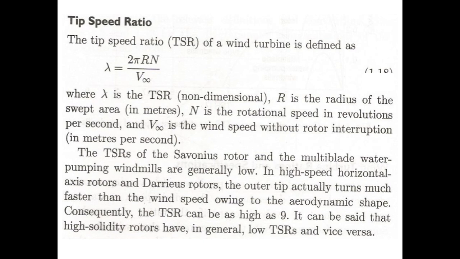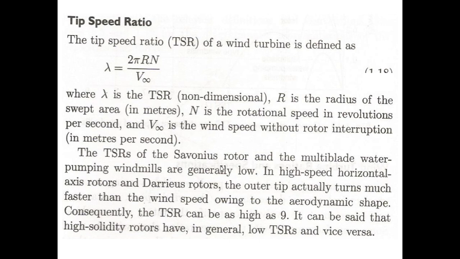If we redefine the same thing in mathematical form, it is the ratio of 2πRN divided by V infinity, where V infinity is the wind speed without the rotor interruption in meters per second, N is the rotational speed, A is the swept area, and lambda is the tip speed ratio. It is non-dimensional. The tip speed ratio of the Savonius rotor, which is a vertical axis wind turbine, and the multi-bladed rotor, which is used for pumping purposes, are generally very low.